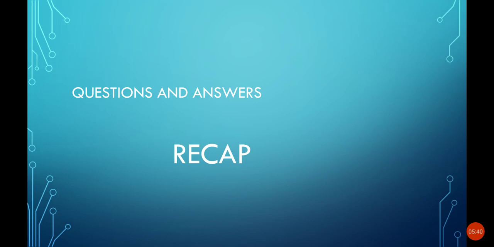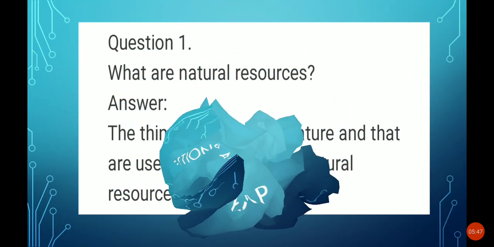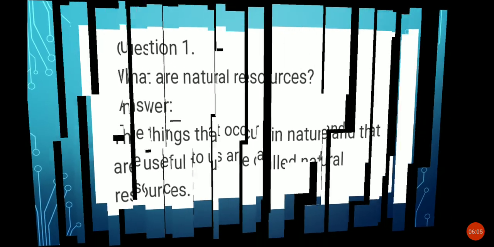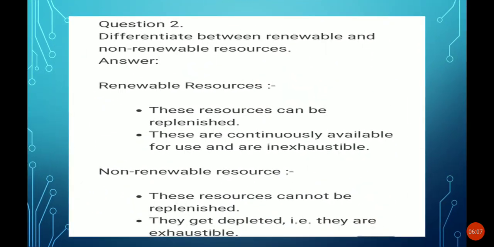So let's have a recap in the form of questions and answers. These are some of the questions I have given here. What are the natural resources? The things that occur in nature and that are useful to us are called natural resources. And differentiate between renewable and non-renewable resources. This question is very, very important, girls.